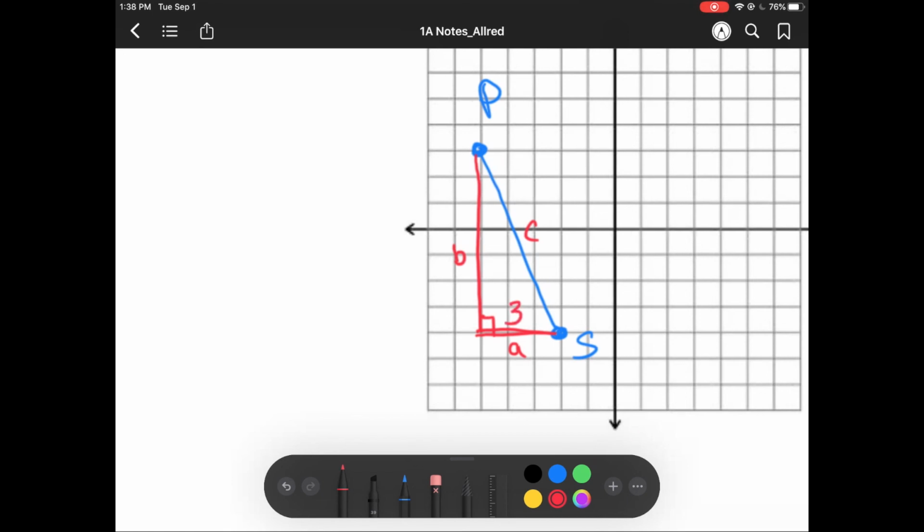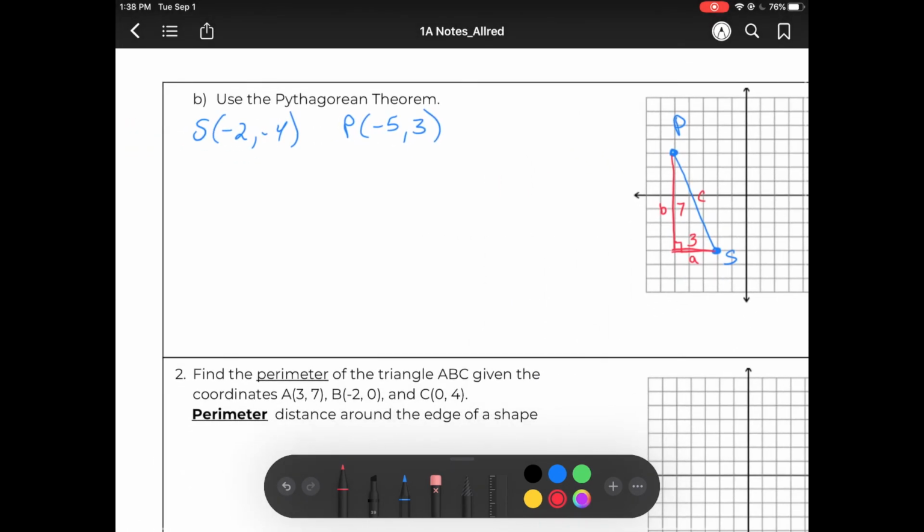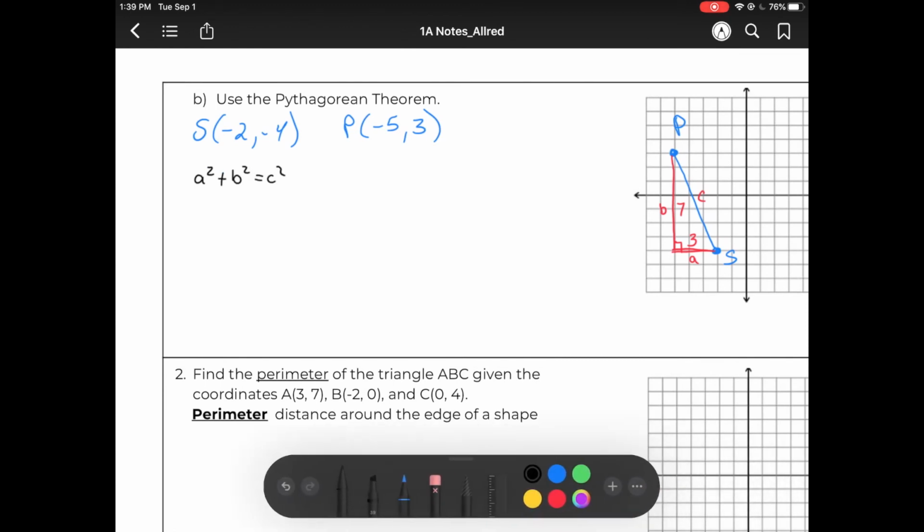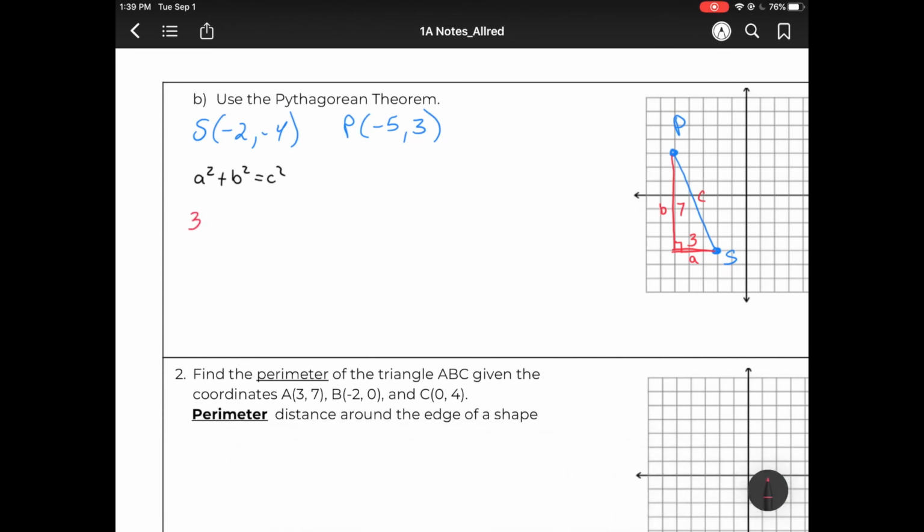A is only 3 spaces long, B is 7 spaces tall. So when I go to use my Pythagorean theorem, A squared plus B squared equals C squared, I can plug in for A and B, which turns that into 3 squared plus 7 squared equals C squared.